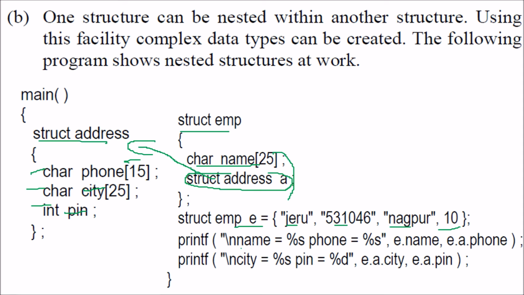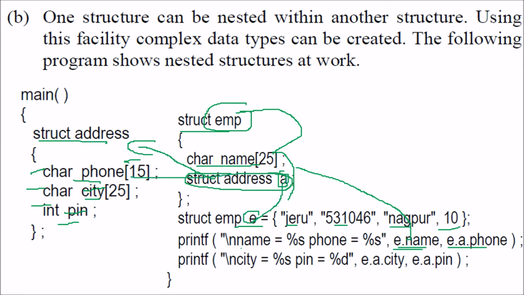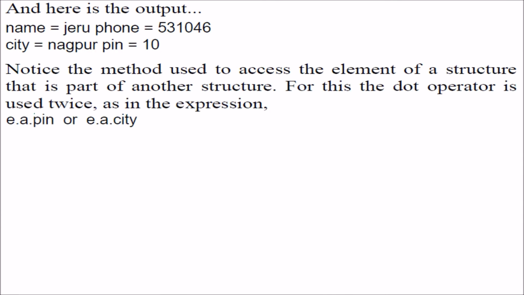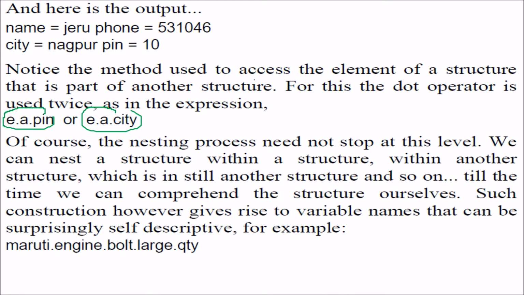You can easily print E.name and E.A.phone. If you want to access the name, because you are making a variable of EMP and inside EMP you have name, E.name is okay. But when you are accessing phone or city or pin, you first have to take A, so E.A, and inside E.A you have phone, so E.A.phone, E.A.city, E.A.pin, likewise. This is the output. So you have to understand that if you have a nested structure, you have to use multiple dots.